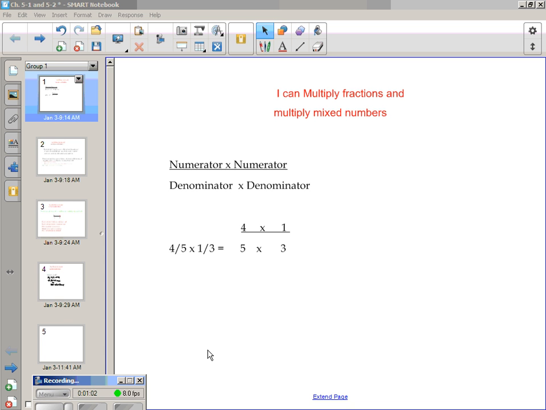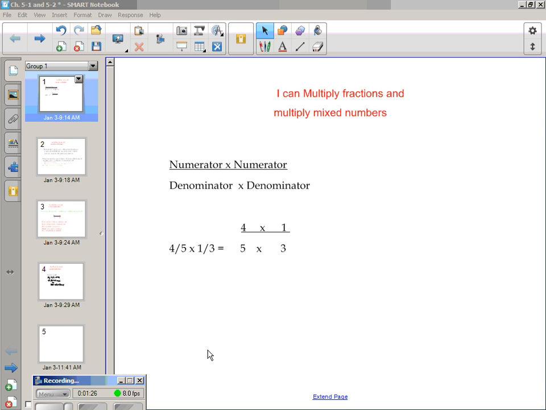Okay? The second piece that we're going to talk about is going to be about mixed numbers. And we'll get to that. And then we're also going to talk about whether you should simplify before you multiply or multiply and then simplify. We're going to talk about why you can do it either way. Does that make sense to everybody? So those are our goals for today.